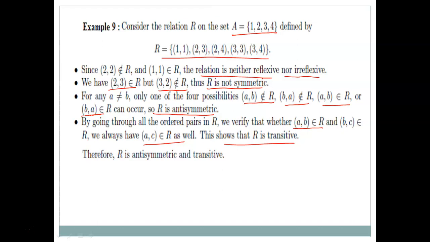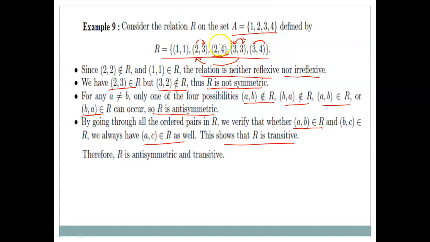(a, b) belongs to R. (2, 3) belongs to R, this pair. Then (3, 3), you can say this is b and c, again the same thing. So you can say (2, 3) again belongs to R. Now you see (2, 3) belongs to R, then (3, 4) belongs to R. That means (2, 4) must also be there, so (2, 4) is there.